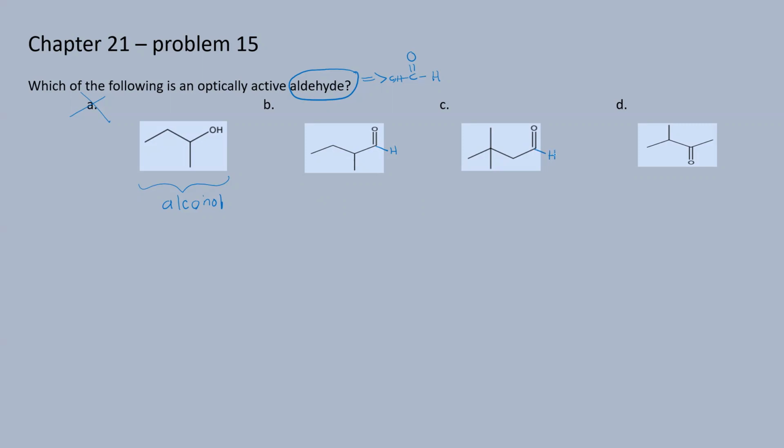But in D, that carbon that has a double bonded O has 4 bonds already. So there's a carbon on the right-hand side, there's a carbon on the left-hand side. So there's no hydrogen attached to that carbon. That's called a ketone. So we'll get rid of that. So these two are aldehydes.